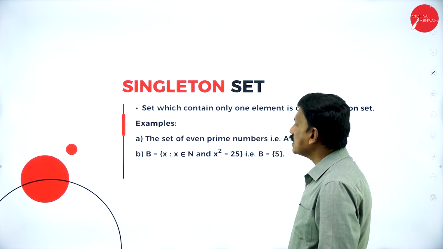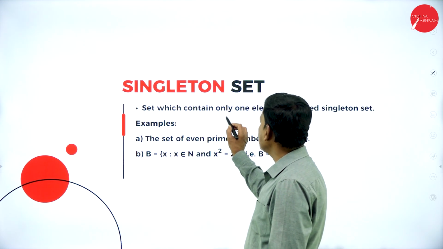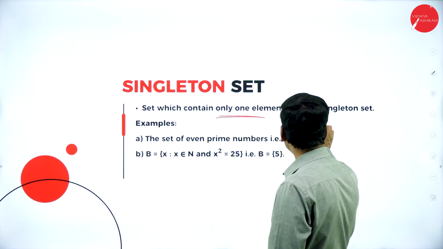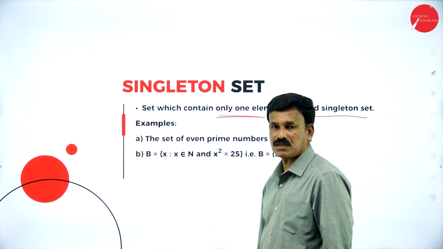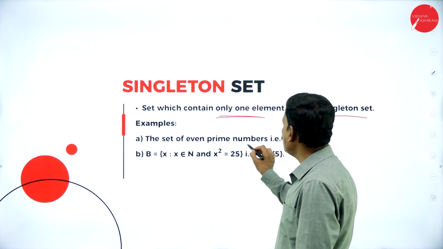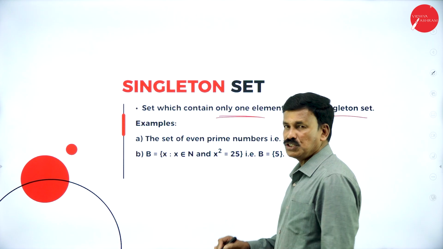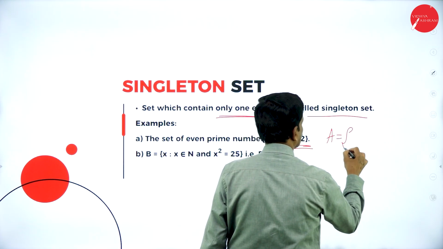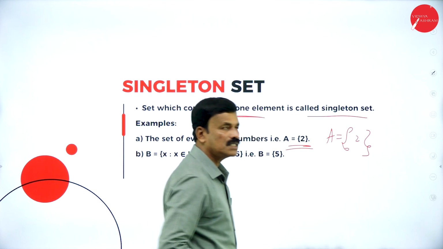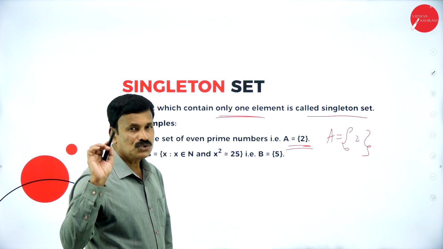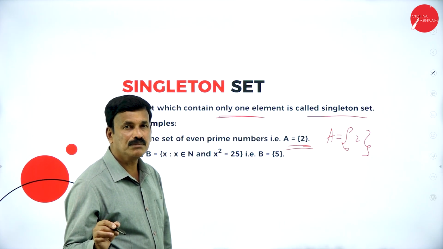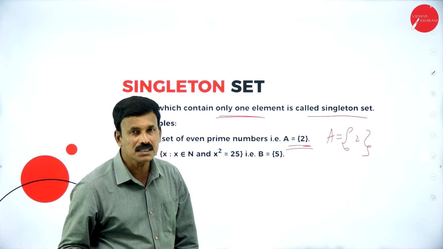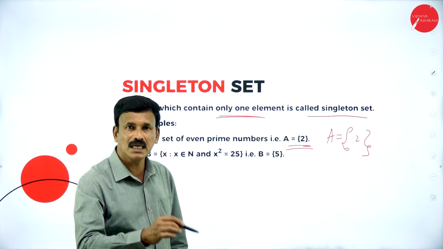Singleton set. Singleton means, the name itself indicates, a set which contains only one element. A set which contains only one element is called the singleton set. For example, the set of even prime numbers. The even prime number is 2. 2 is the only even prime number. So this is an example for a singleton set, right? Therefore, this is an example for a singleton set which contains only one element.